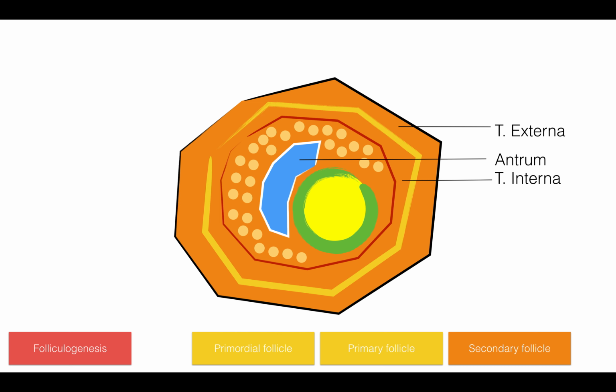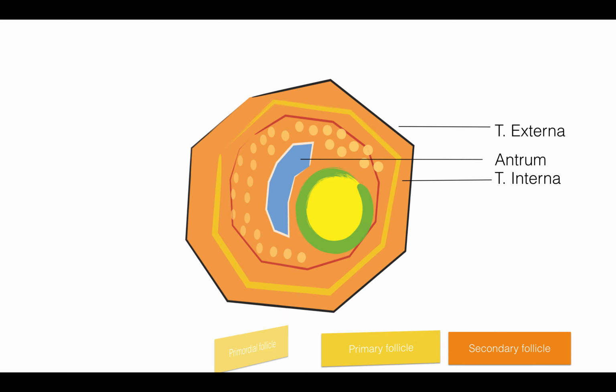and the oocyte is released into the peritoneal cavity to be grabbed by the fimbriae and brought into the infundibulum of the oviduct, or uterine tube, or fallopian tube. And that's what the secondary follicle is doing there.